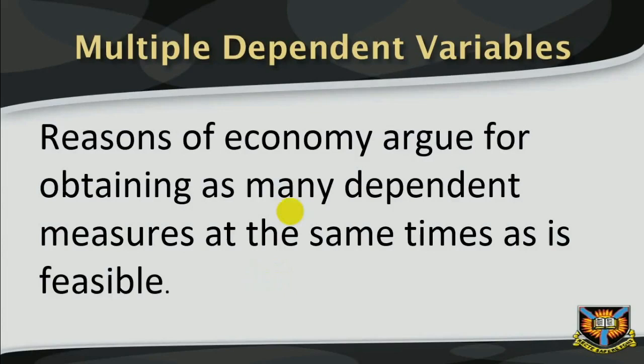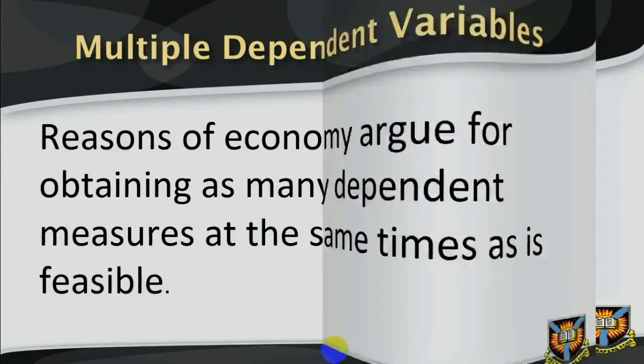Reasons of economy argue for obtaining as many dependent measures at the same time as is feasible. Despite this, the typical experiment uses only one or, at the most, two dependent variables simultaneously. This is unfortunate. Just as the generality of an experiment is expanded by having more than one independent variable, it is also expanded with several dependent variables.